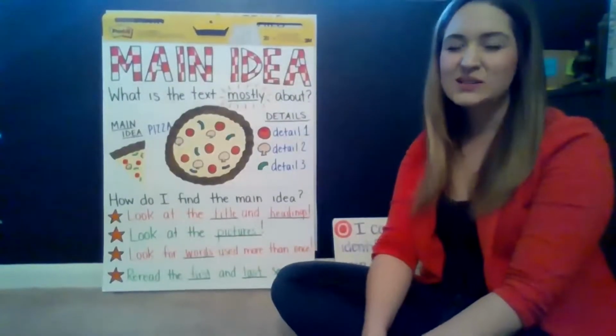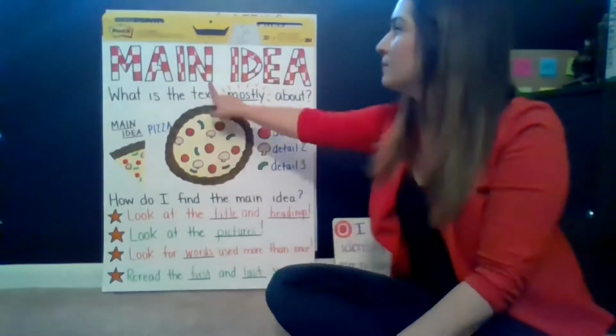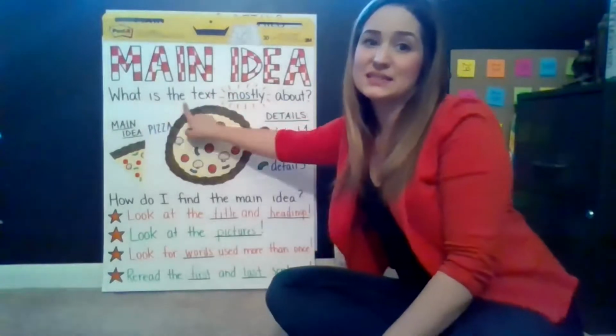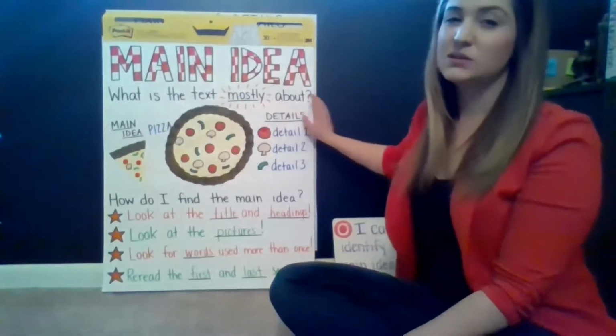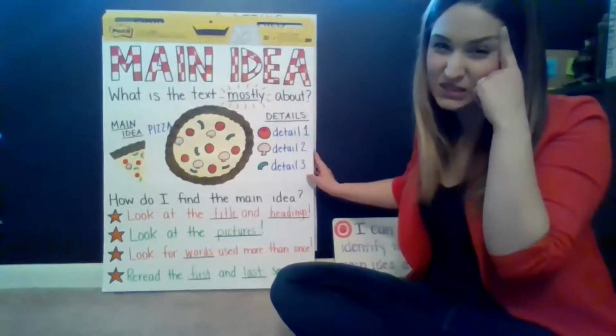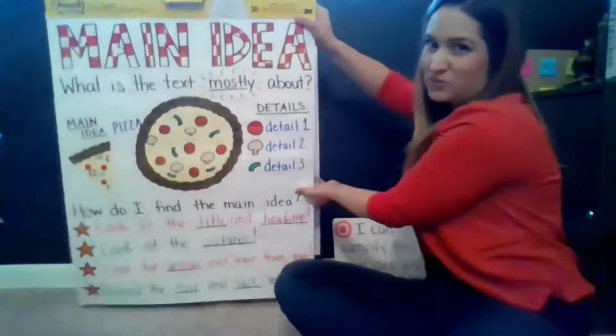Great, okay. So let's put all of those things together and think about the main idea. Remember, the main idea is, what is the text mostly about? So think really hard about that book that we just read. What was that text mostly about?